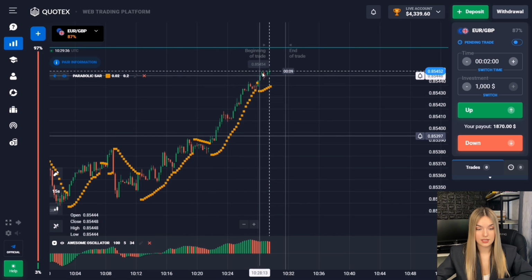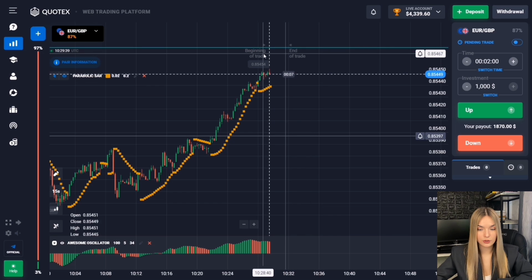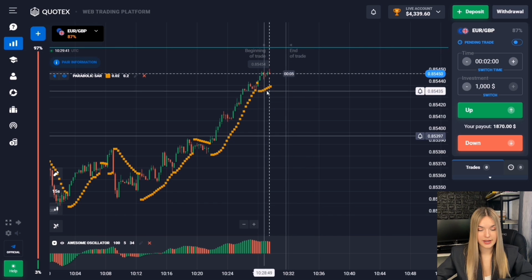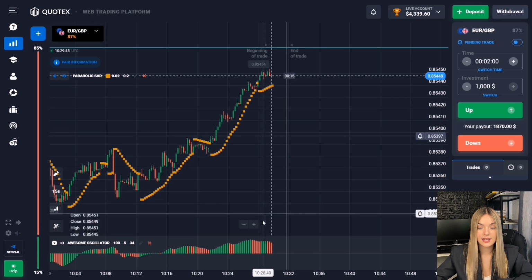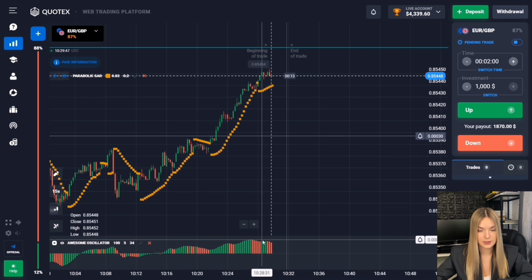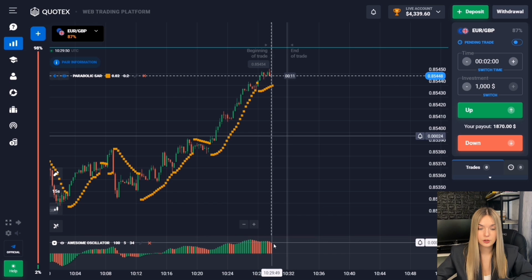There is also a resistance level higher, and the Parabolic SAR also tells us that an upward movement is expected in the near future. But the Awesome Oscillator reacts to pullbacks and shows us that a downward movement is expected. Here I propose to open a deal for 2 minutes to increase.